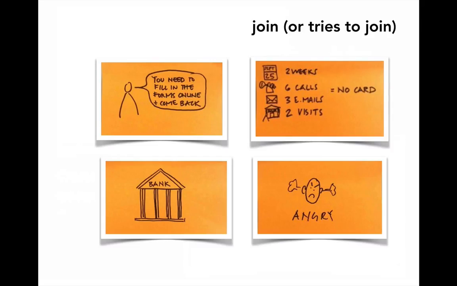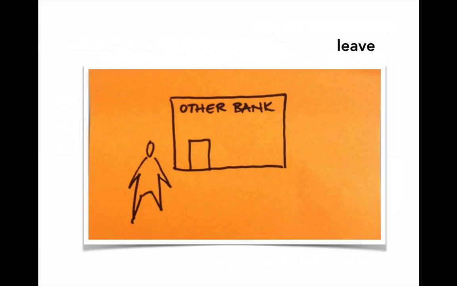So he did that, and 2 weeks elapsed, and he called the bank 6 times, not from his phone, but from a friend's phone. He sent them 3 emails. He visited the high street bank twice, and he still had no card. So as you can imagine, he felt pretty angry. So he didn't get to the maintaining or using stage of a customer journey. He left and he simply went to another bank.